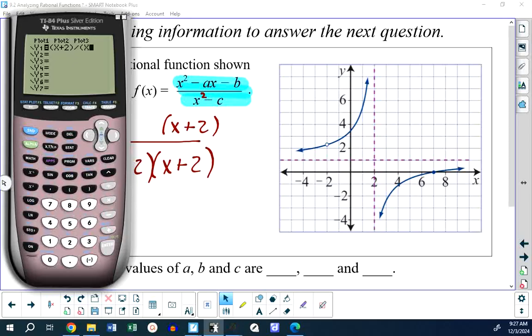I will do it this way because it's easier for me to enter it. I'm just multiplying out that (x + 2)(x - 2). If I graph this, I do not get that picture. What I get is that. There's a lot of things wrong with it.